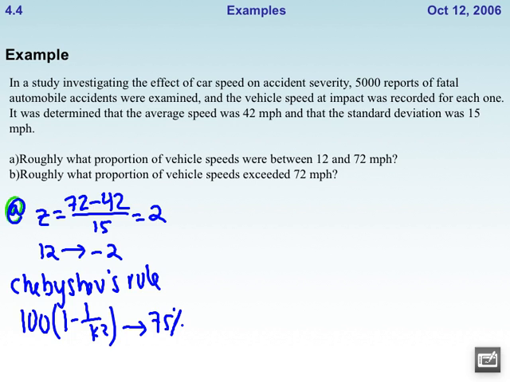At least. At least. That is incredibly important. Chebyshev's rule is the one that says at least. So at least 75% of the speeds were between 12 and 72 miles an hour.